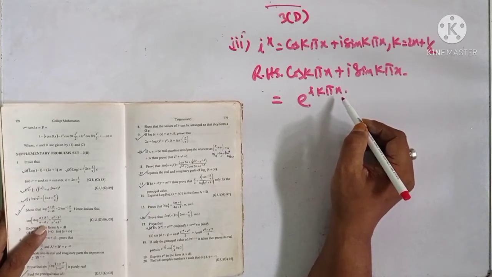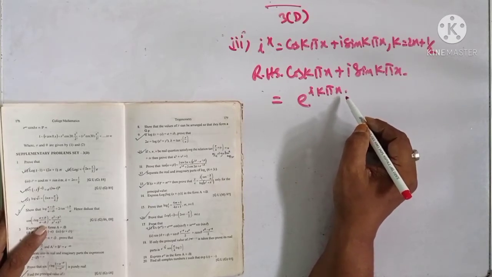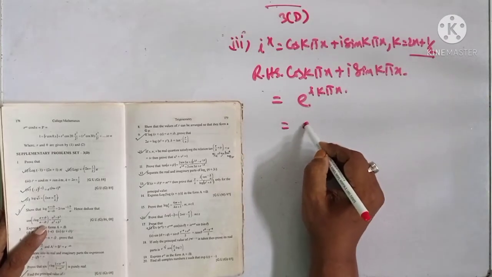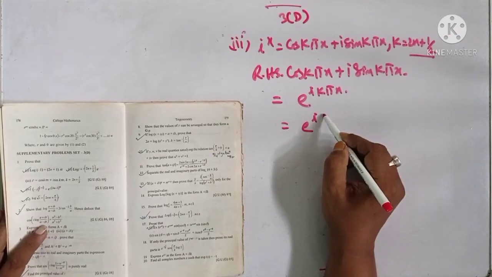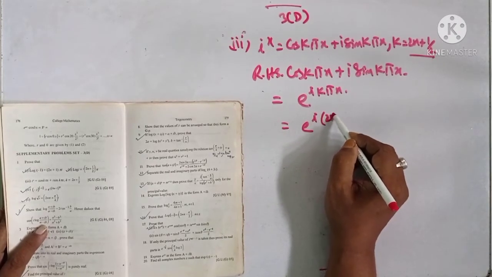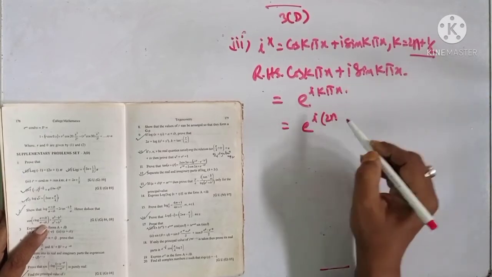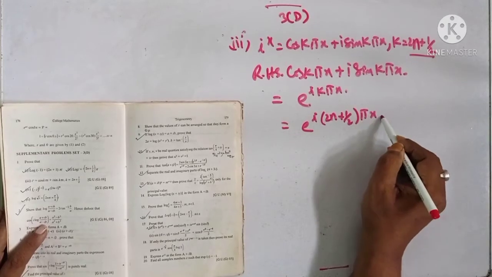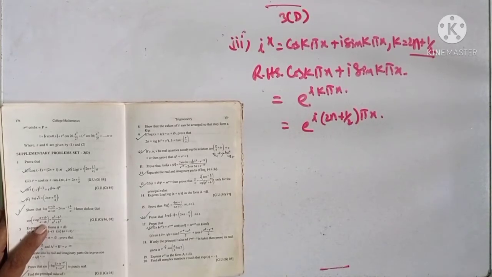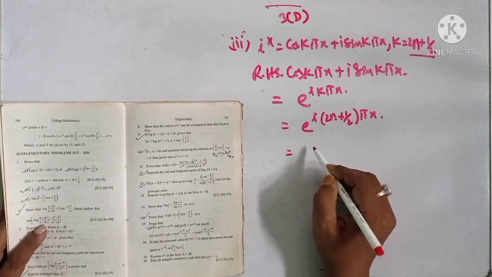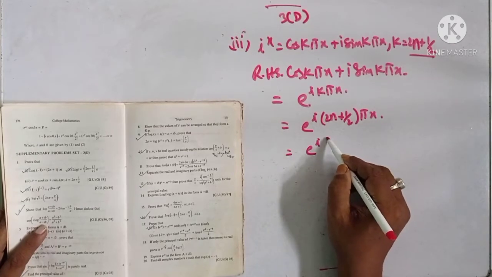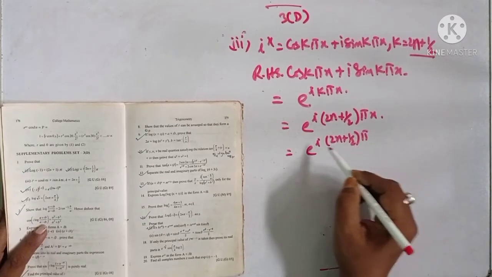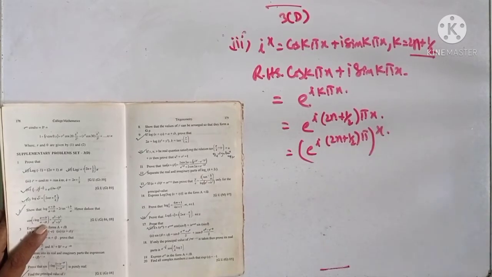Here you can see that the value of k is given to you. This is the value of k. So this will be equal to e to the power of i (2n plus half) pi x. This can be written as e to the power of i times (2n plus half) pi, to the whole power x.